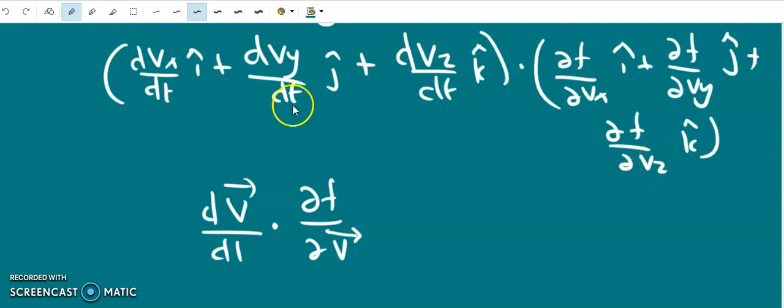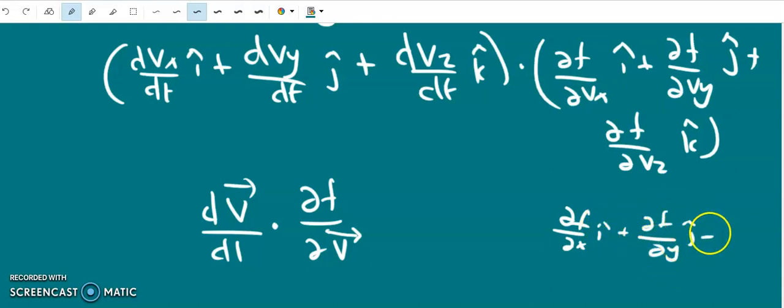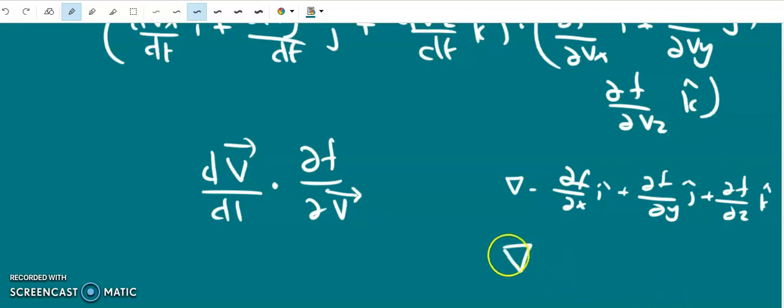Now we know that dou f by dou x i cap plus dou f by dou y j cap plus dou f by dou z k cap is nothing but the gradient operator. It's the gradient operator in position space. Similarly, this is the gradient operator in momentum space, with only the difference of vx in place of x, vy in place of y, and vz in place of z. And therefore this dou f by dou v vector is also called the gradient in velocity space.